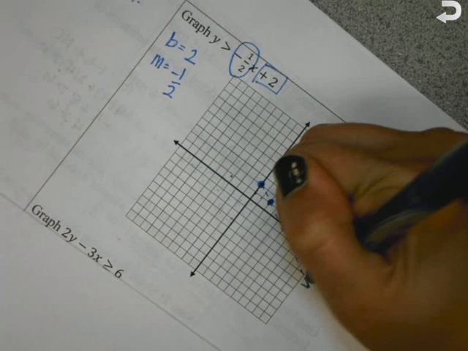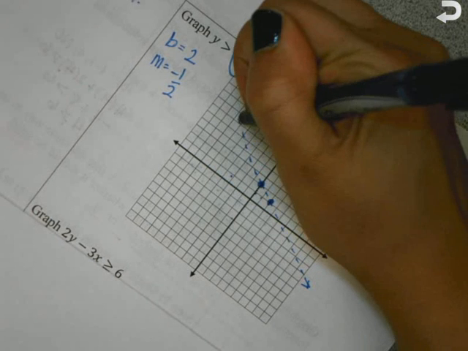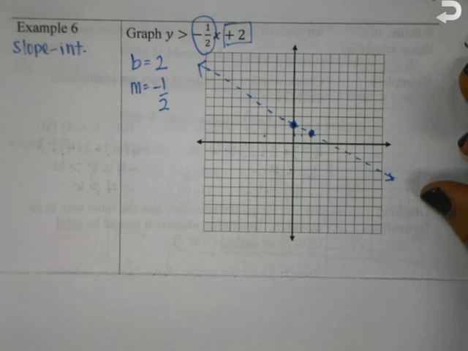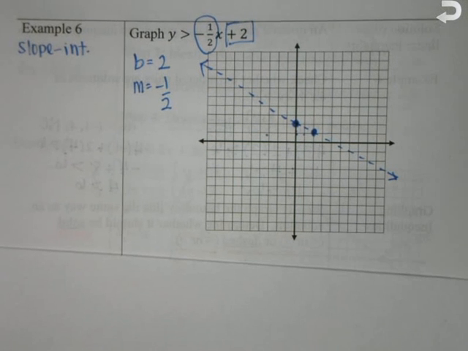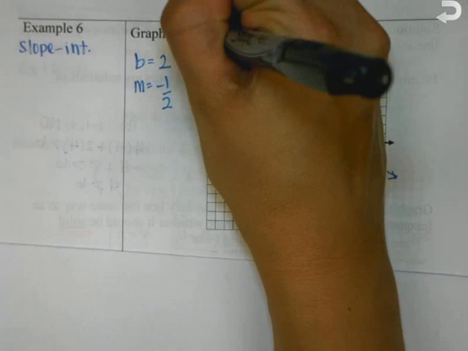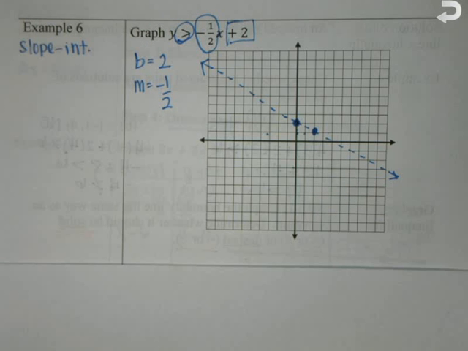Okay. And to illustrate why it's dotted, we are going to test a point on the line. And this is greater than. So my symbol here is greater than. So is it above or below shading? If it's greater, it's bigger, so it's everything that's above. So shade the stuff above.